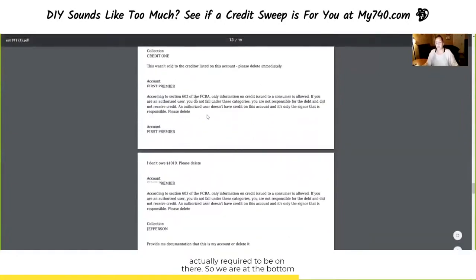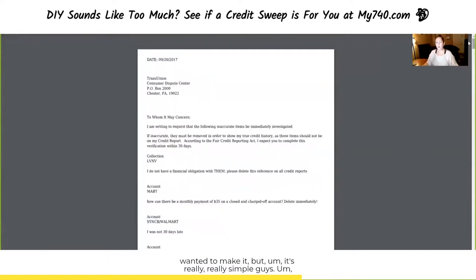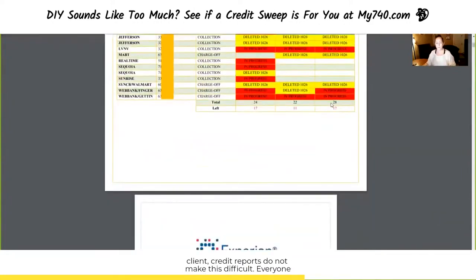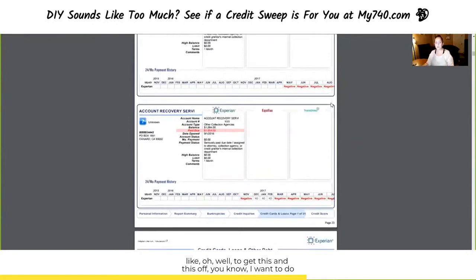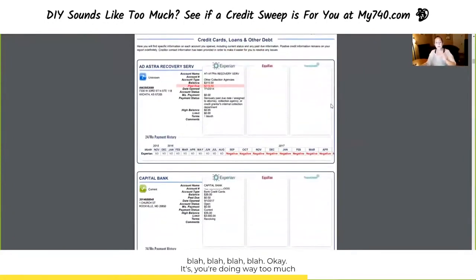So we are at the bottom of this, and this is actually much shorter than I wanted to make it, but it's really, really simple, guys. If you have negative items on your credit report or on your client credit reports, do not make this difficult. Everyone who calls me is making it super difficult. They're like, oh, well, to get this and this off, I want to do this, and I called that person, I faxed this over, and blah, blah, blah. Okay, you're doing way too much.